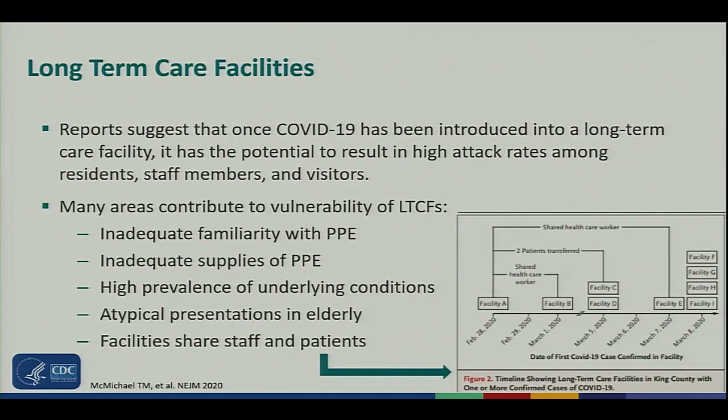This report, as well as experience at other facilities, shows that once COVID-19 has been introduced into a long-term care facility, it has the potential to result in high attack rates among residents, staff members, and visitors. There are many areas that contribute to the vulnerability of long-term care facilities, including familiarity and supplies of PPE, atypical presentations in the elderly, a high prevalence of underlying conditions, and the fact that many facilities share staff and patients. This was highlighted in the journal article shown here, where numerous facilities in King County shared either staff or patients with the initial facility, potentially introducing COVID into those facilities as well.